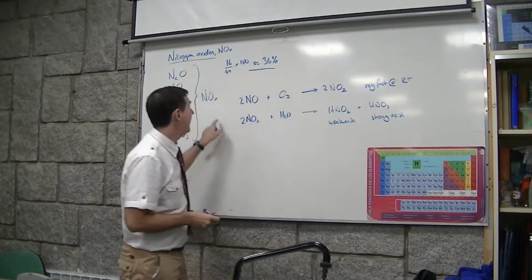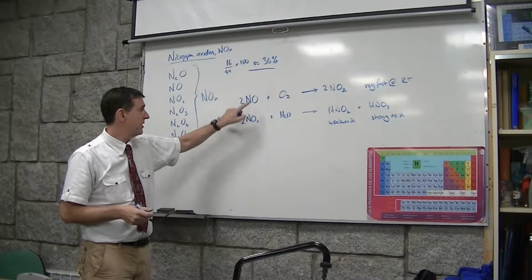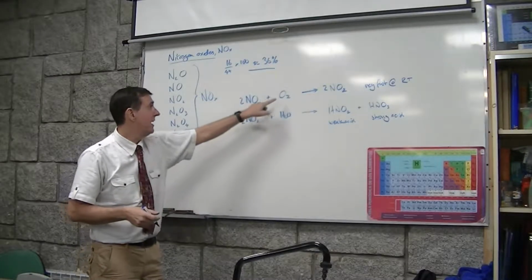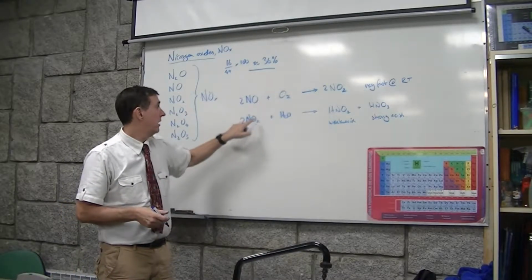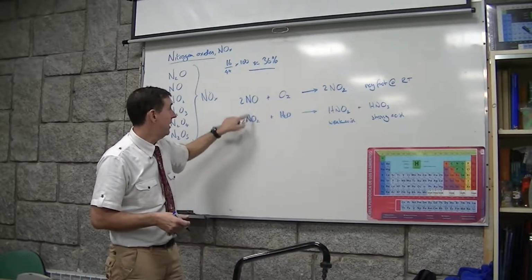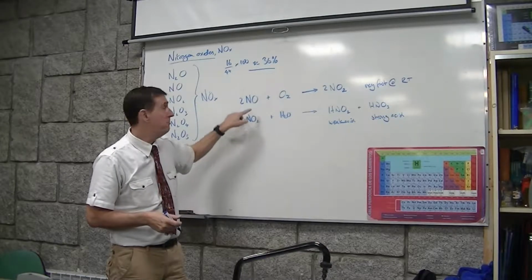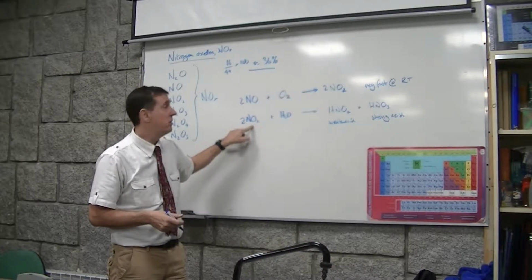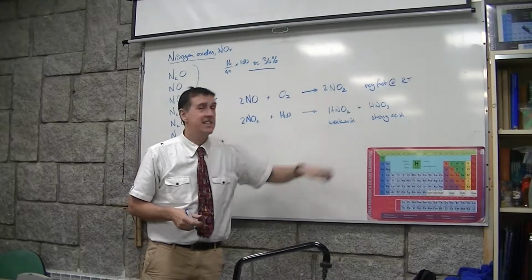So in other words, if we make nitrogen monoxide, it's going to make nitrogen dioxide in the air. And nitrogen dioxide is going to react with water. So effectively both this and this, these two gases are both contributors to acid deposition.